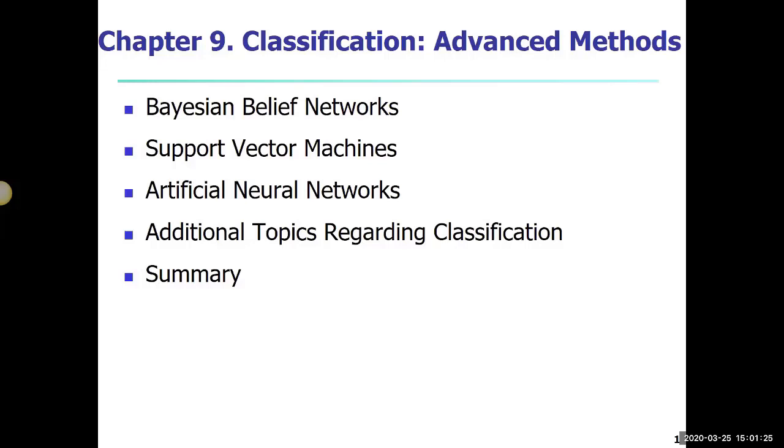In this advanced methods section, we're going to talk about Bayesian belief networks, support vector machines, and artificial neural networks. In iSchool, we have a class on Bayesian inference, and we also have a separate class for artificial neural networks. So in this class, given the time limitation, we cannot cover a lot of details, but we will cover the basic concepts that would allow you to maybe read on your own and study new developments in those areas.